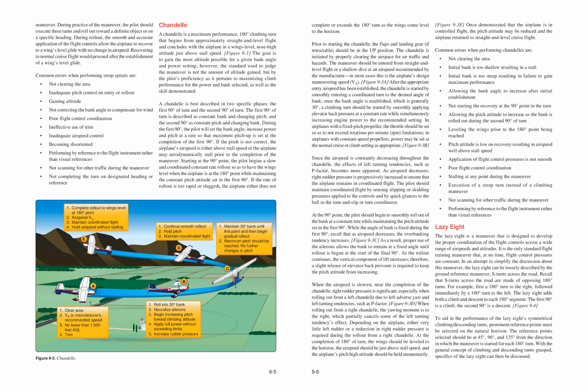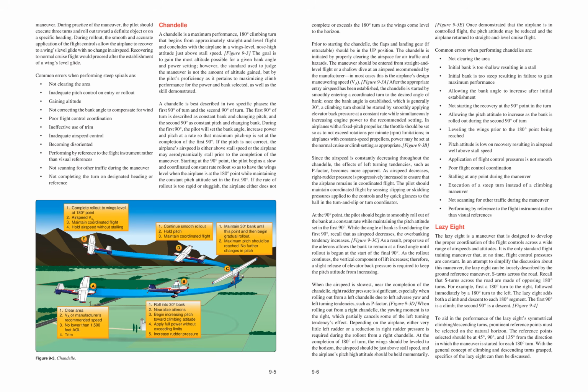Common errors when performing steep spirals are: not clearing the area, inadequate pitch control on entry or rollout, gaining altitude, not correcting the bank angle to compensate for wind, poor flight control coordination, ineffective use of trim, inadequate airspeed control, becoming disoriented, performing by reference to the flight instruments rather than visual references, not scanning for other traffic during the maneuver, not completing the turn on designated heading or reference.